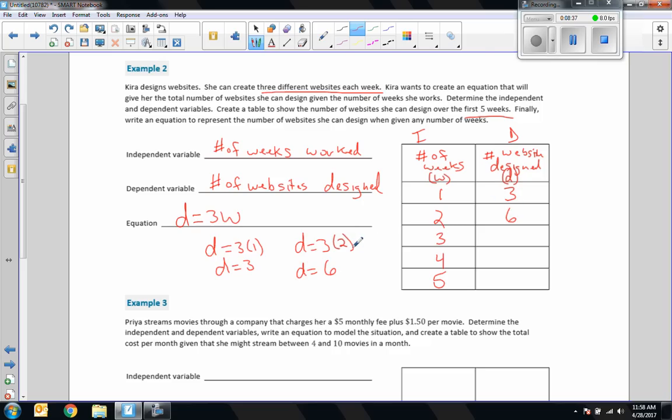So 3 times 2 is 6. 3 times 3 is 9. 3 times 4 is 12. 3 times 5 is 15. And then the websites given any number of weeks is this equation here. So if she works 10 weeks, she would have created 30 websites.